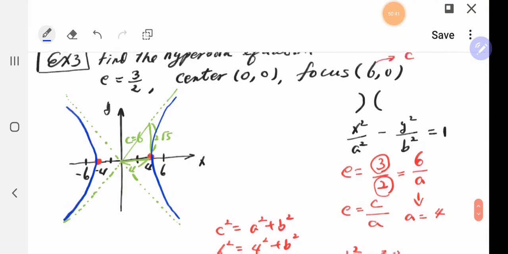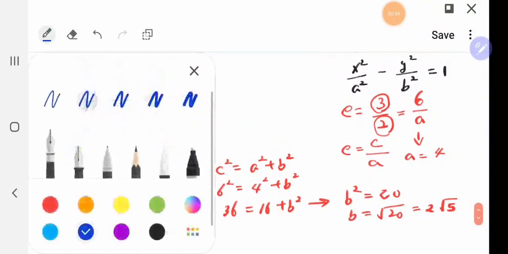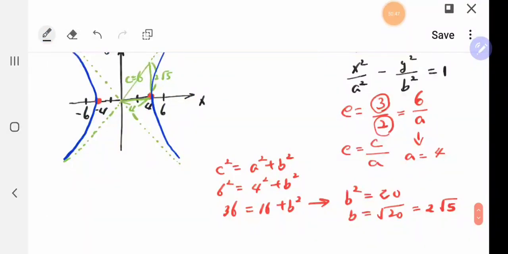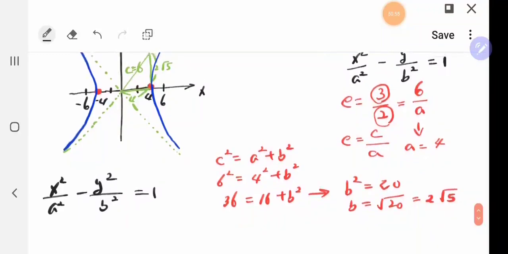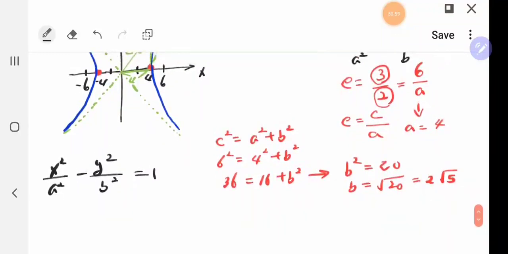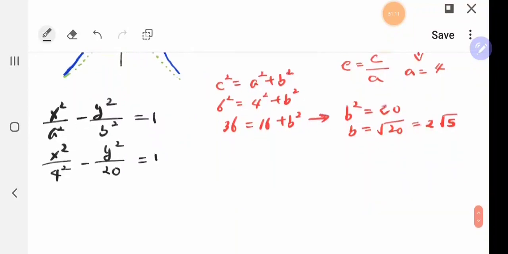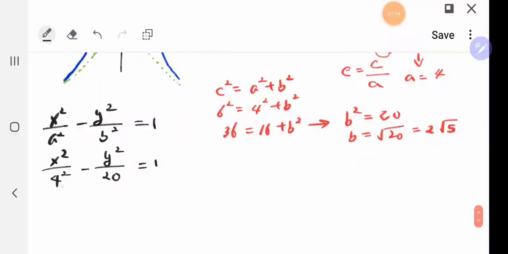Okay, the shape looks like x squared comes first, then a squared minus y squared over b squared is equal to 1. A is 4, so that will be 16. B squared is actually 20. So x squared over 16 minus y squared over 20 is equal to 1. So this will be the equation of the hyperbola.